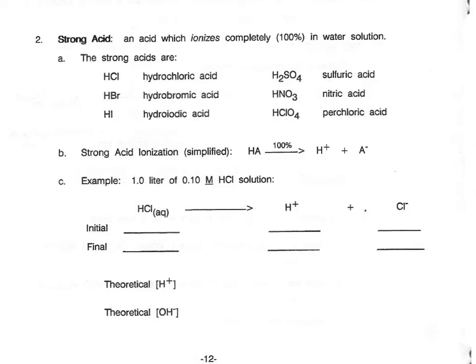Now let's look at acids. Acids are substances that ionize in water to form hydrogen ions. Next, we're going to ask what it means to be a strong acid. The strong part of it means that it ionizes completely. 100% of it turns into ions.